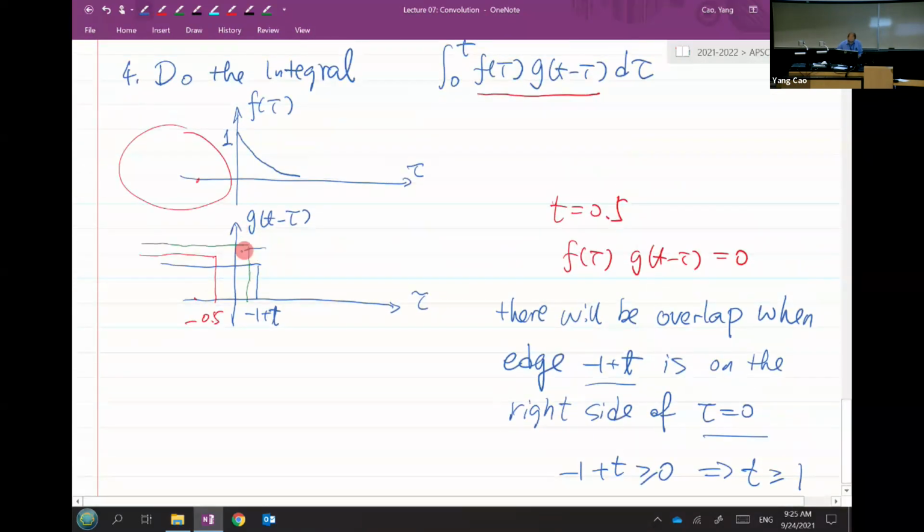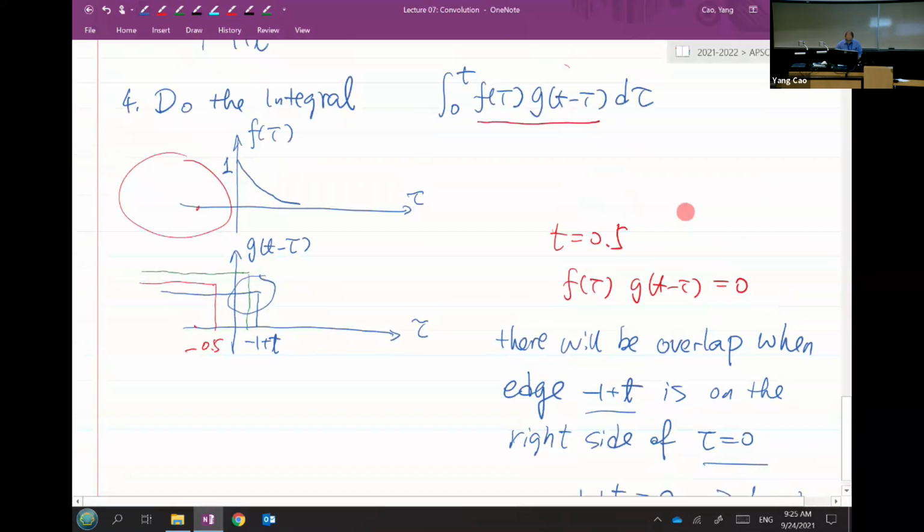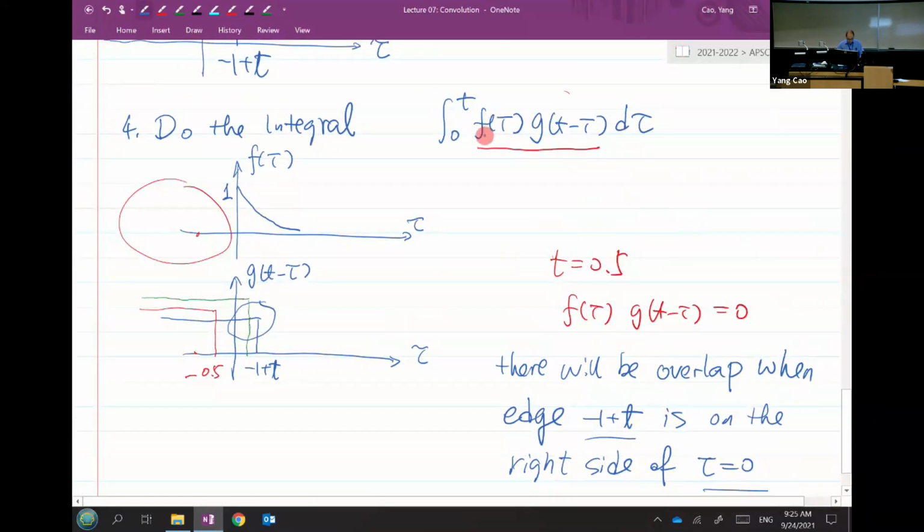And that portion here has overlap with your f of tau. That means when you multiply these two together, you won't have a 0 value. You will have a non-zero value, and that's of interest to us here. This is actually quite an important observation, because what we're doing is integrating this graph here, so the t value really determines how this integral will be conducted.